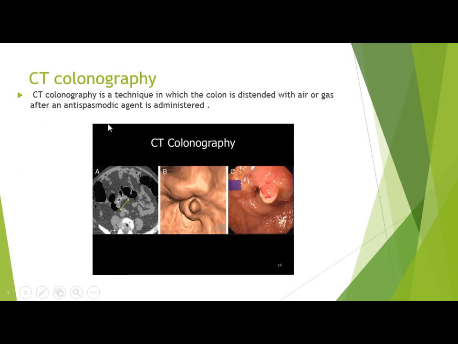This picture shows CT colonography. In this technique the colon is distended with air or gas after an antispasmodic agent. This is shown here as the lumen of the colon, and if there is a mass or polyp it can be seen. And that's all.